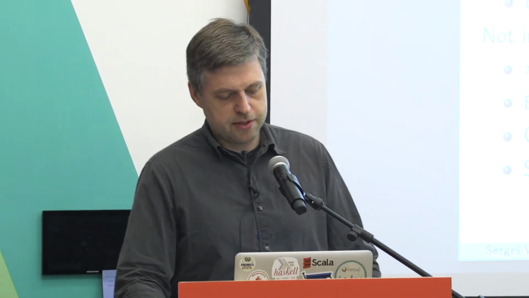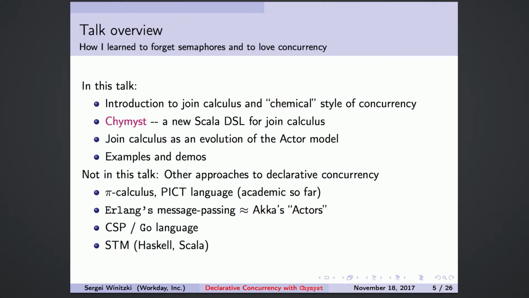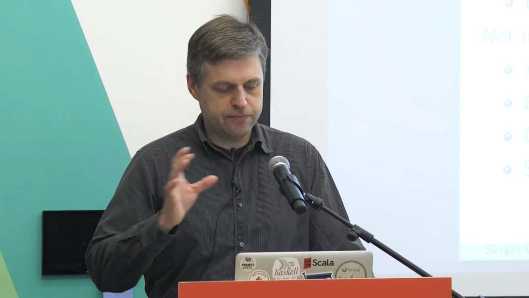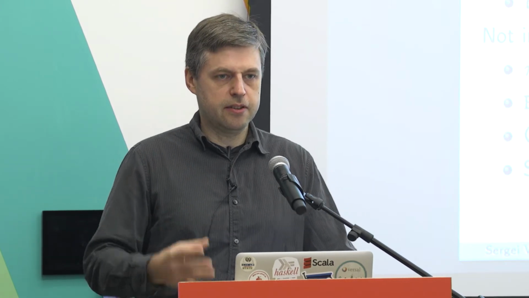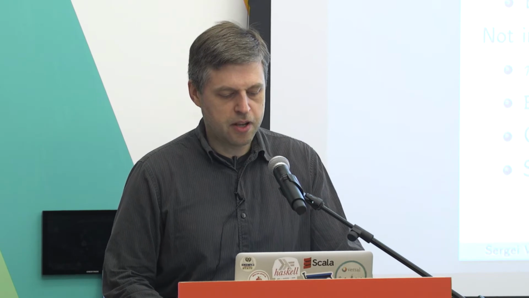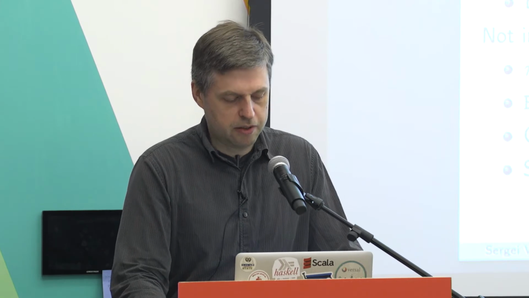So I'm going to introduce the style of concurrency that I call the chemistry or chemical style of concurrency, which is the chemical machine implemented by the Chymyst library. And also I'll talk about how the actor model is kind of a precursor to this, or how you can see that the actor model is a little less high level than the chemical machine. So if you're familiar with the actor model, which I assume you all are, you'll appreciate that the chemical machine is easier to use.